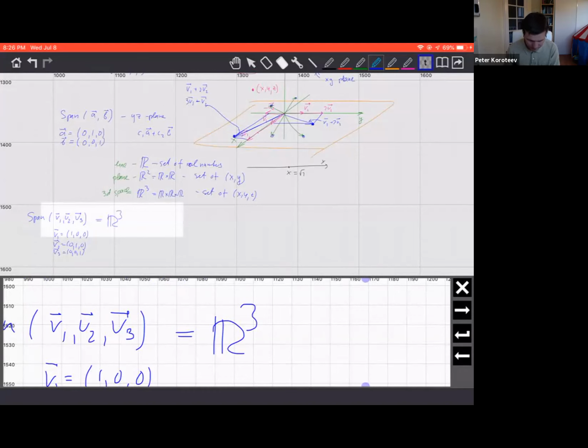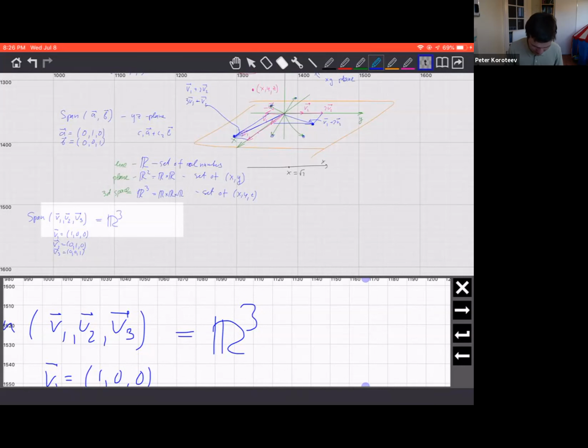Now, remember we talked about linear dependence. No, we haven't talked about it yet. We'll talk about this later. Good. So that's the concept of span. I hope it's clear by now.